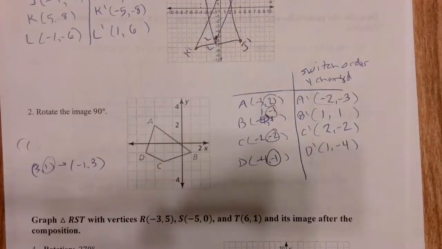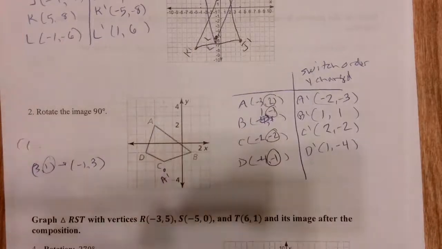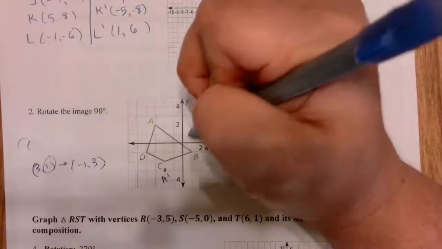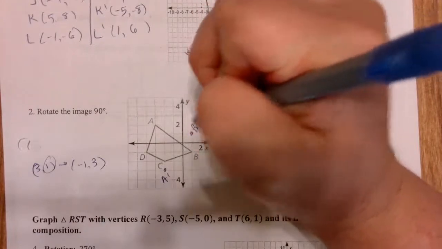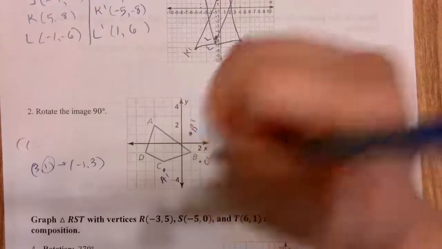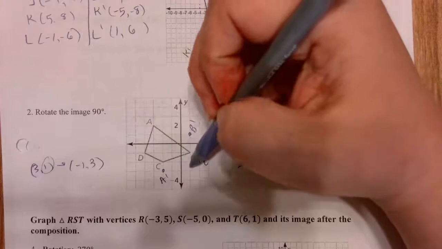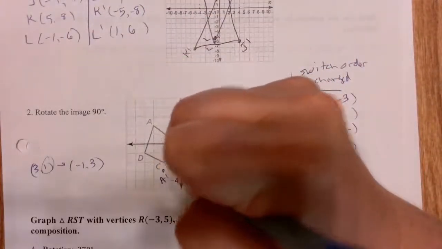Last thing, you are expected to go ahead and graph them. A prime is left 2, down 3. B prime is right 1, up 1. C prime is right 2, down 2. And D prime is right 1, down 4.